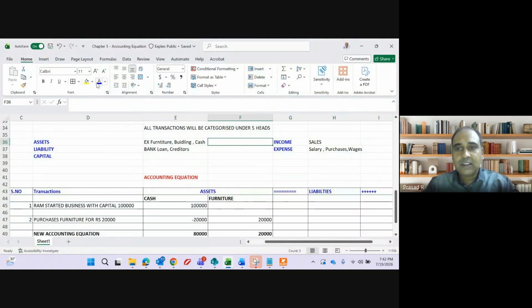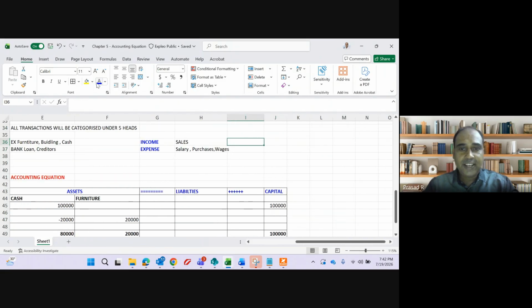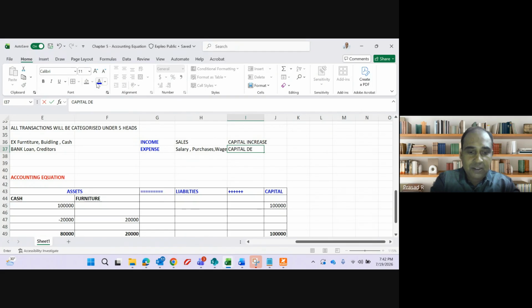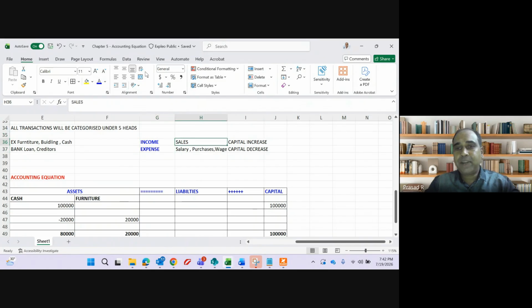So in the accounting equation, whenever income and expenses come, in case there is an income, capital will increase. In case it's an expense, capital will decrease. Clear? In case of income, capital will increase. In case of expenses, capital will decrease. Note it down, guys. Very, very important.